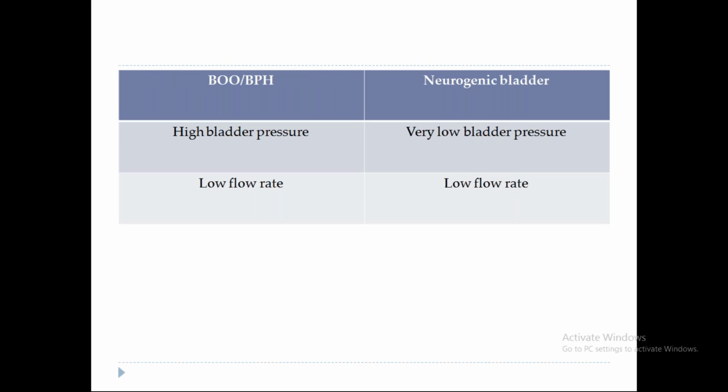Now the difference between bladder outlet obstruction or BPH and neurogenic bladder. In bladder outlet obstruction, because the outlet is obstructed, there will be high bladder pressure. Whereas in a neurogenic bladder, there is very low bladder pressure. In both cases, there will be a low flow rate. Only the pressure is different.